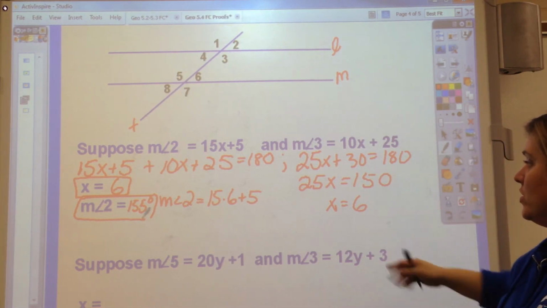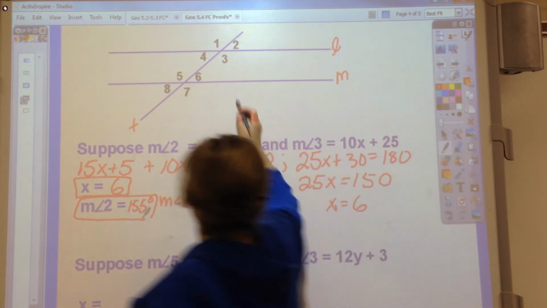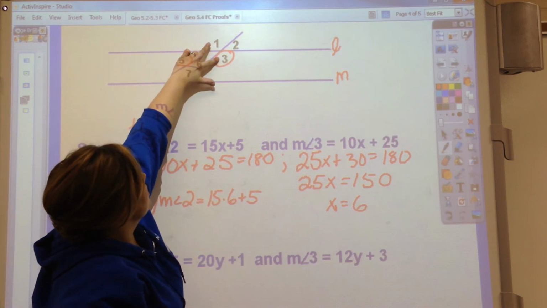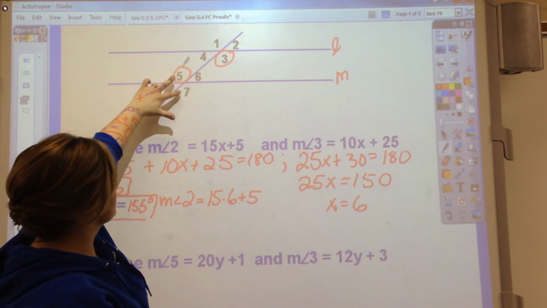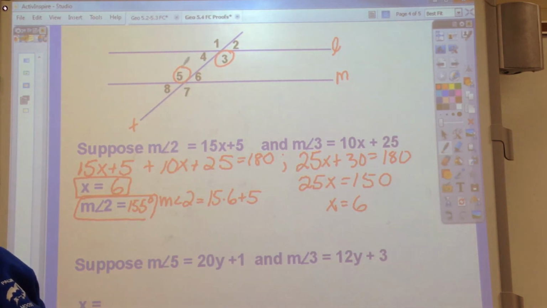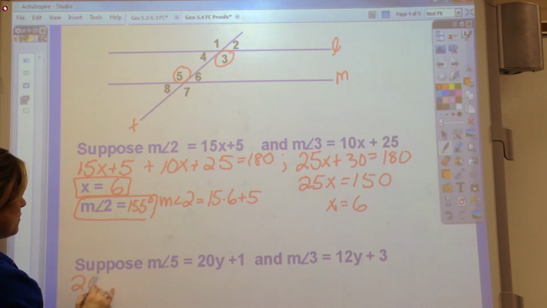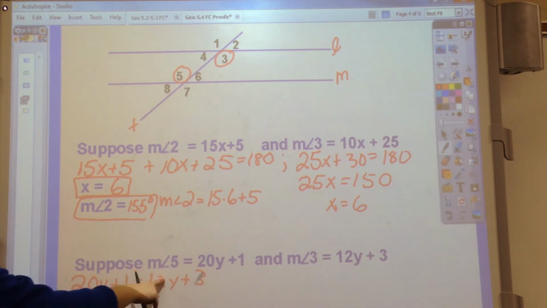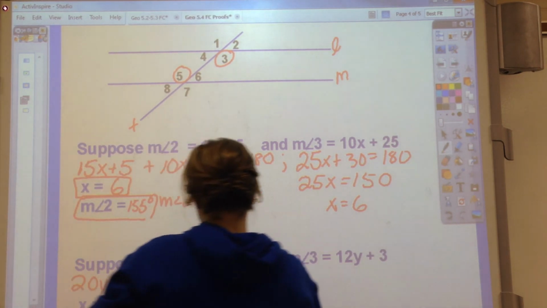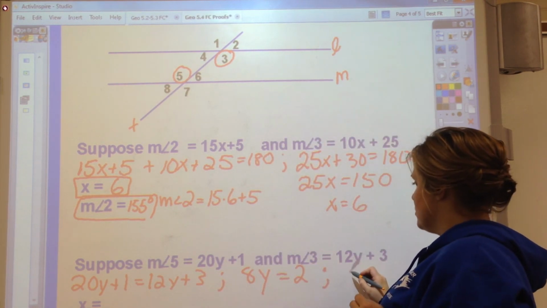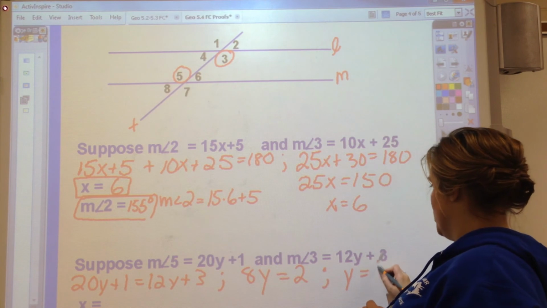Now for the second one, if we know the measure of angle 3 and the measure of angle 5, these are going to be equal because 1 and 3 are vertical angles, and 3 and 5 are vertical angles, and 5 and 1 are corresponding angles. Does everybody agree that those angles must be equal? Good. And so we're going to set these measures of these angles equal to each other. And when I do that, I can subtract 12y on both sides, and I get 8y. I can subtract 1 on both sides, and I get 2. And so finally, I get y equals 1/4.